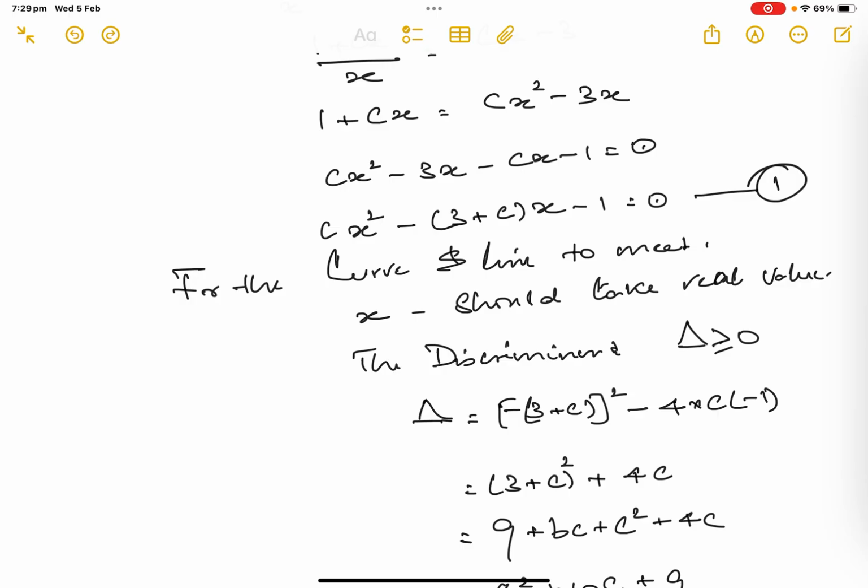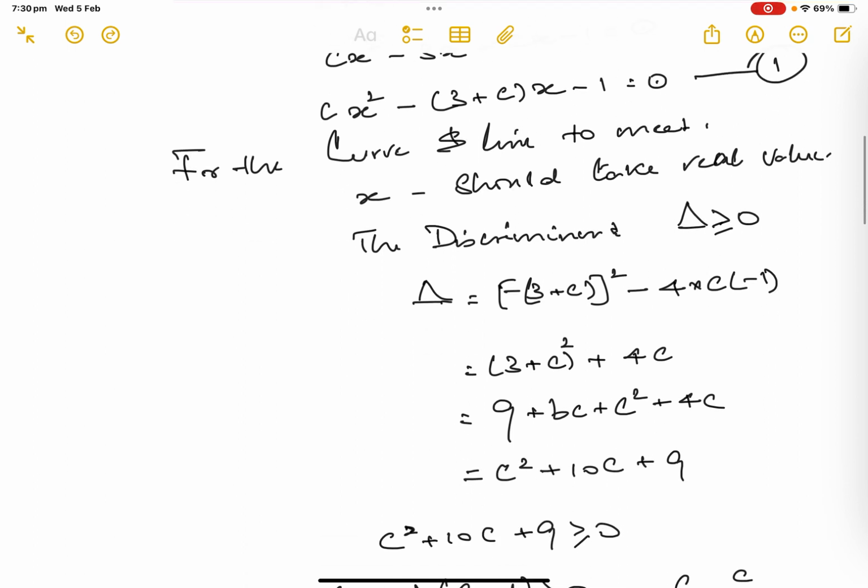So I just wrote it here. For the curve and line to meet, x should take a real value. In order to have real values, the discriminant has to be greater than or equal to 0. For a x squared plus bx plus c equals 0, the discriminant is b squared minus 4ac.